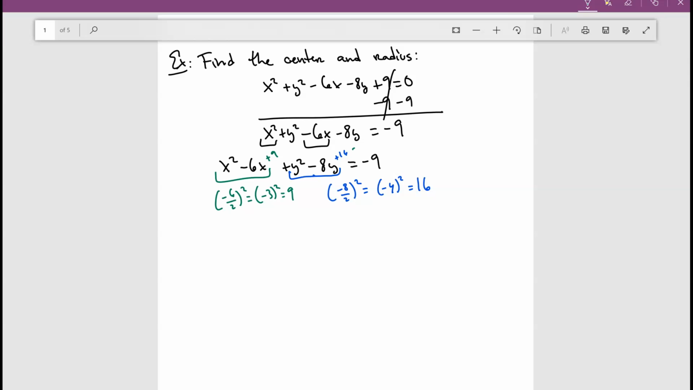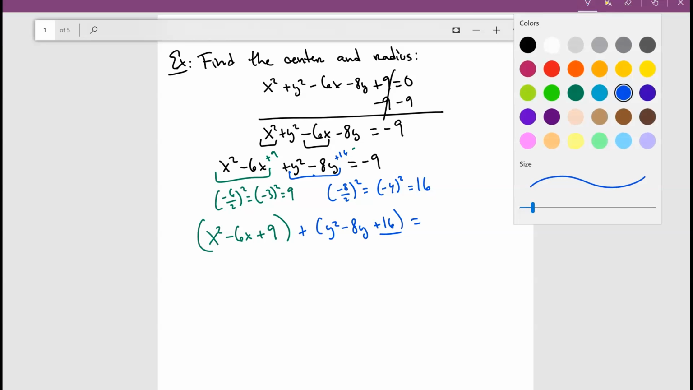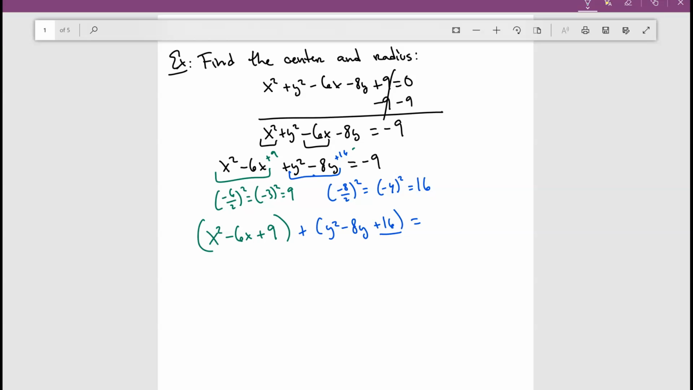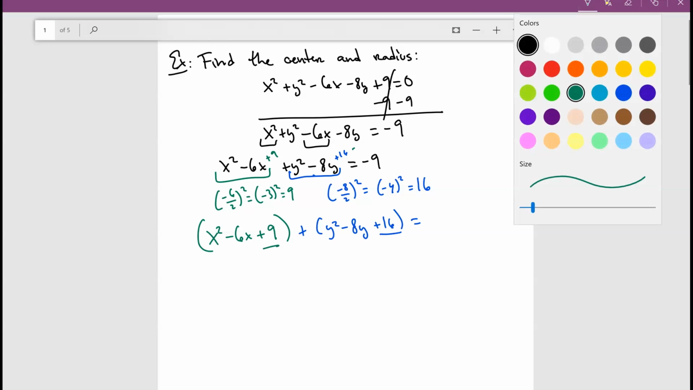So let's first start off with the green one. The green one's going to be x squared minus 6x. That's what I had, and I'm going to add a 9. That's for my first part. For my blue one, I'm going to have y squared minus 8y, and I'm going to add the 16. Now I have a negative 9 on the other side.